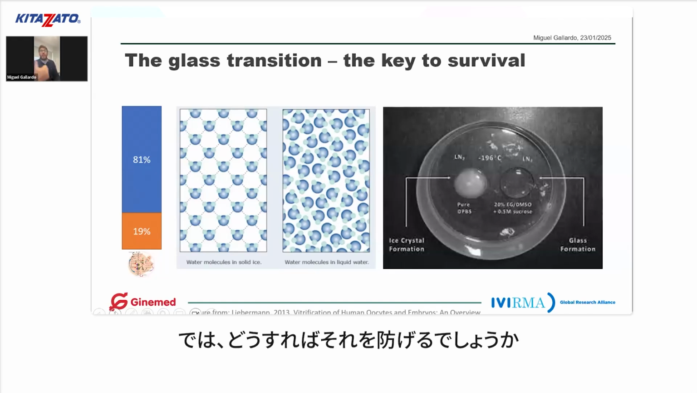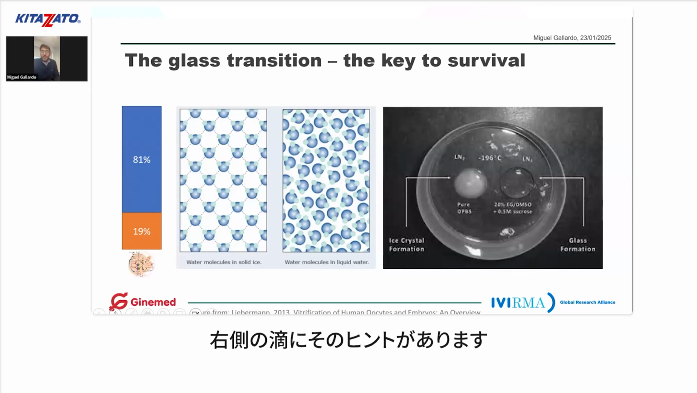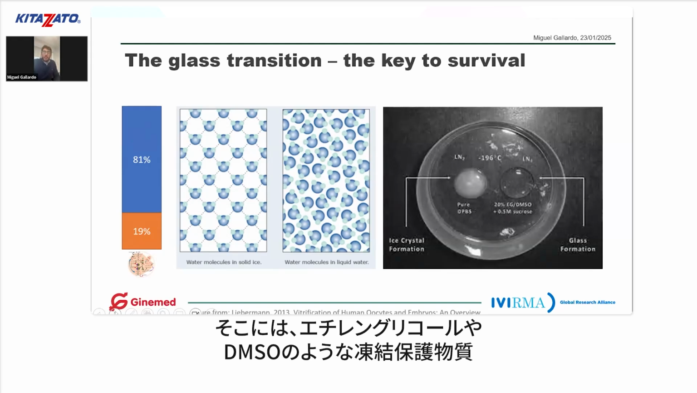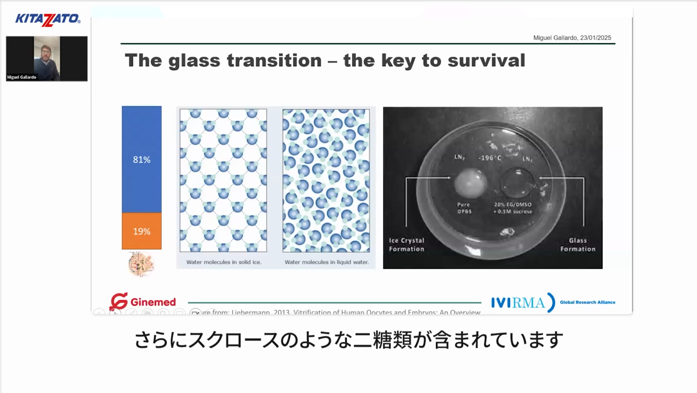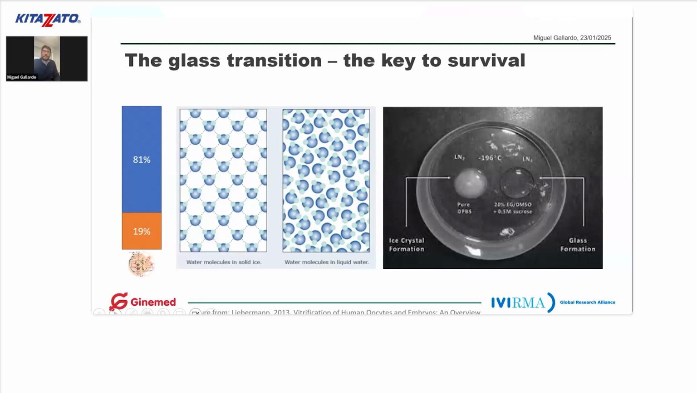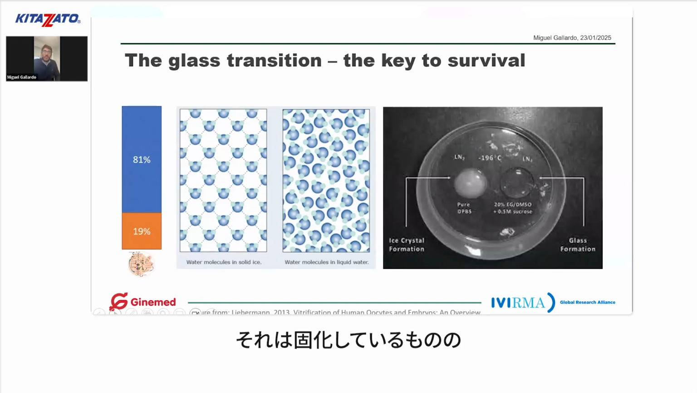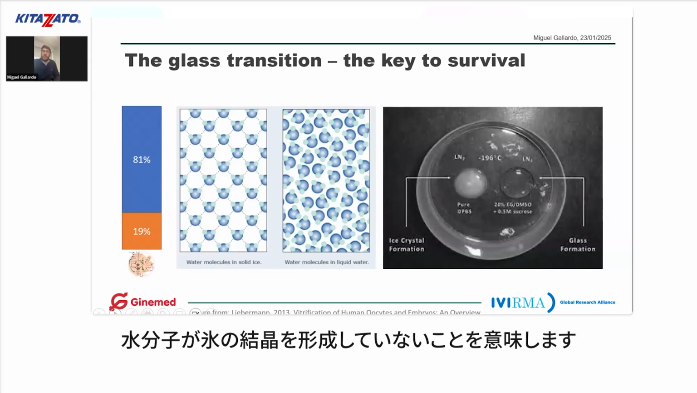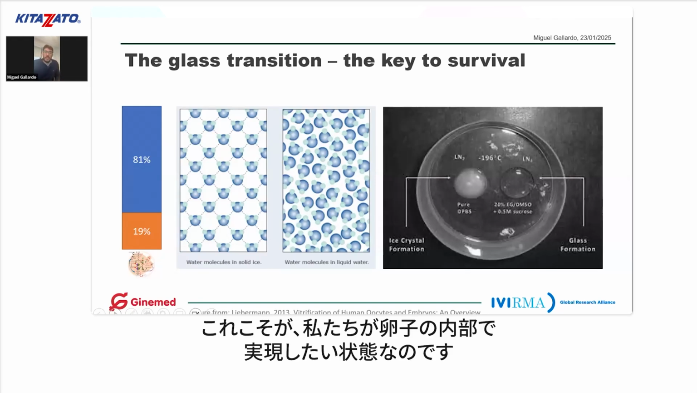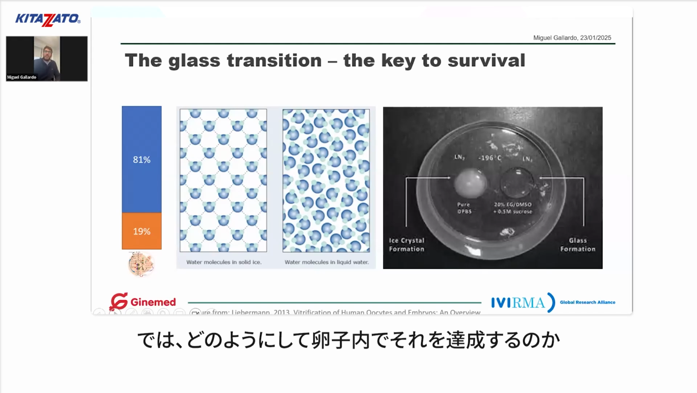How are we going to do that? Well, we have a clue about that in the drop of solution on the right. We have added cryoprotectants such as ethylene glycol and DMSO, and a disaccharide such as sucrose. Once we expose that cryoprotectant solution to the liquid nitrogen, it's going to remain transparent, meaning that it is solid now, but the water molecules have not formed ice. And that's what we're going to do inside the oocyte. So how do we do that inside the oocyte?